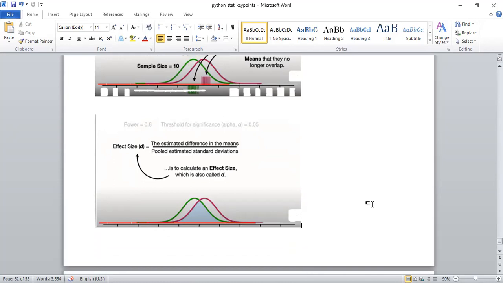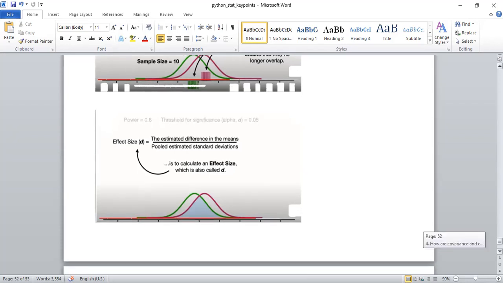So your effect size is the estimated difference in the means in regard to your pooled estimated standard deviation. That pooled estimated standard deviation is the square root of (S1 square plus S2 square) by 2. S1 represents the standard deviation of the drug A distribution, and S2 represents the standard deviation of the drug B distribution. The standard deviation causes the flatness and peakedness.